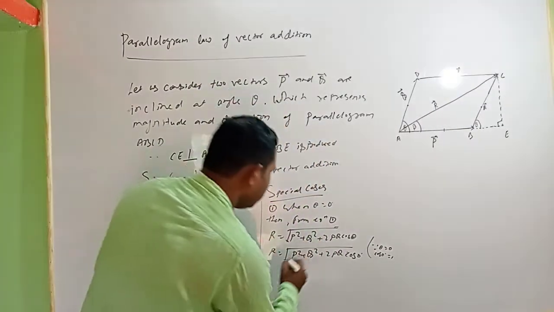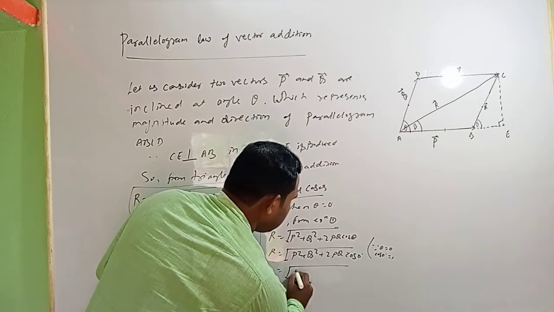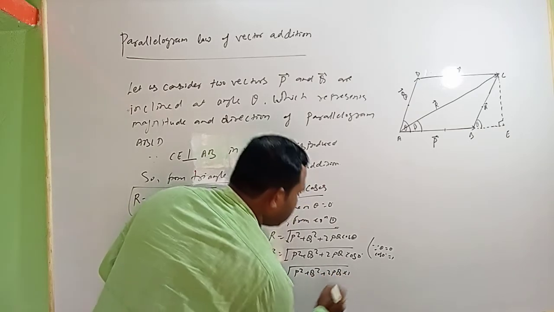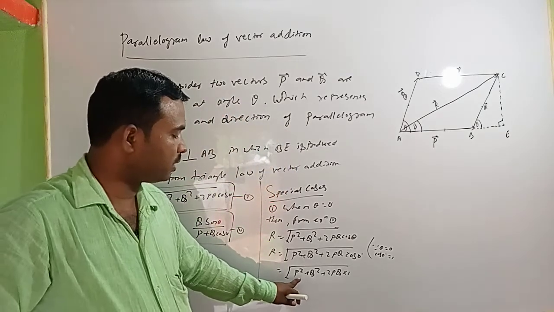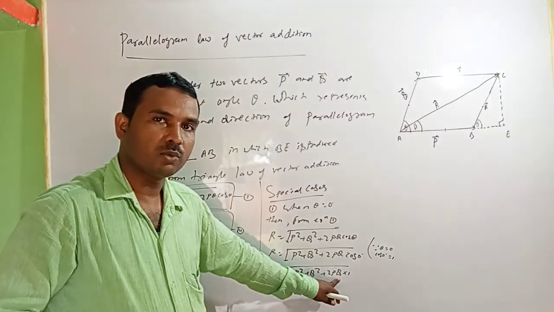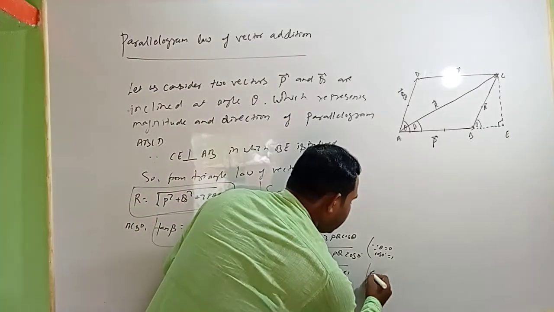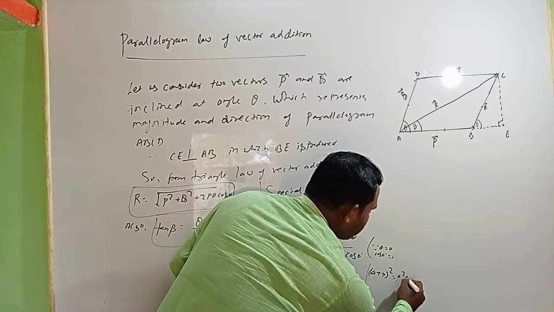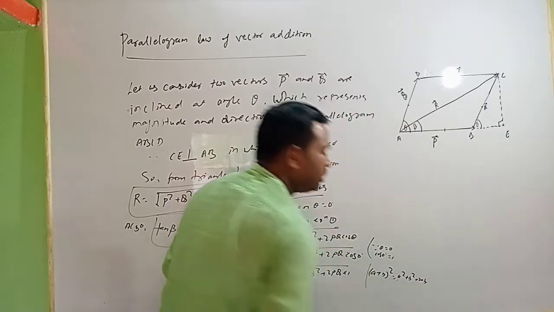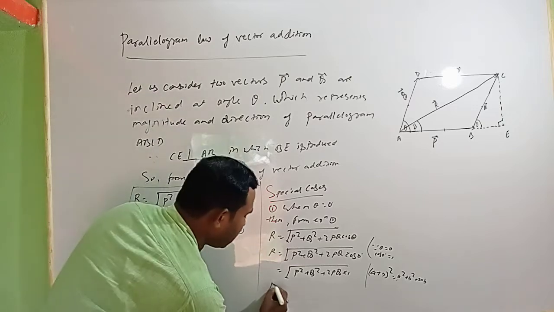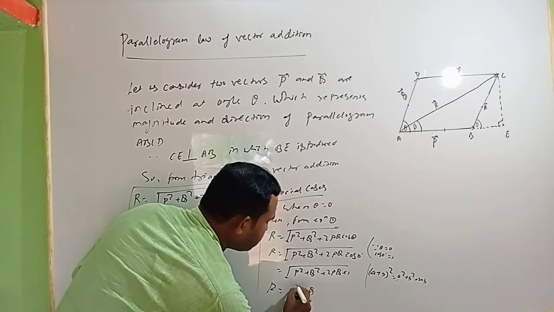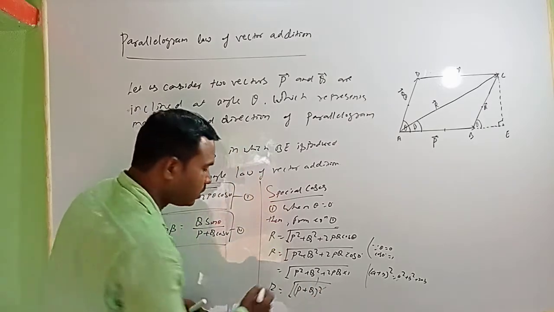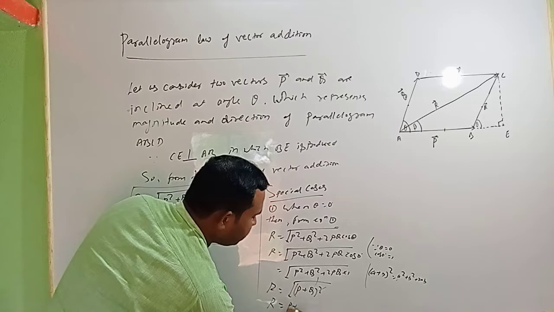Very good. So you will write root under P square plus Q square plus 2PQ into 1. And you know the formula: A plus B whole square is equal to A square plus B square plus 2AB. Now you can write R is equal to root of P plus Q whole square, but the root and the square will cancel out. So R is equal to P plus Q.